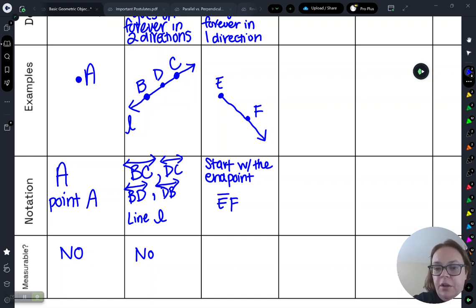And then you're going to put a little ray on it, and it's always going to go to the right, no matter which direction the ray is going. I don't care if it's going up, down, left, right, whatever, the notation always shows the ray going to the right. But if you try to do FE, that is wrong, because F is not the end point. Is it measurable? Nope. We still have one part that is completely going on forever, and that's not measurable. Basically, infinite things are not measurable.